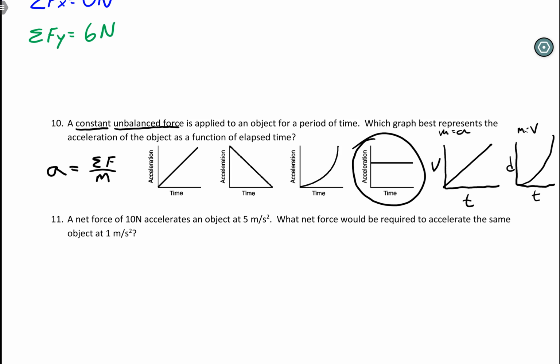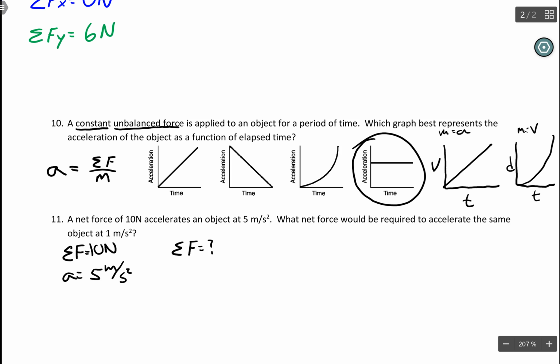Number 11, and then we're done. It says a net force of 10 newtons accelerates an object at 5 meters per second squared. Okay. What net force would be required to accelerate the same object at 1 meters per second squared? So now what net force would cause this object to accelerate at 1 meters per second squared?